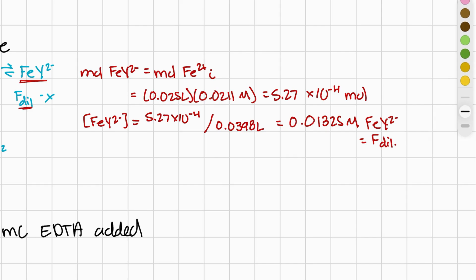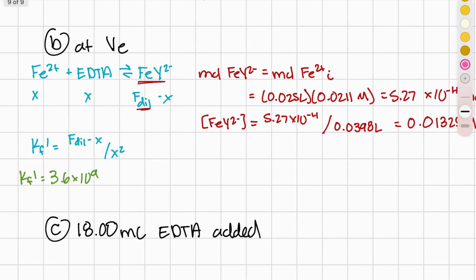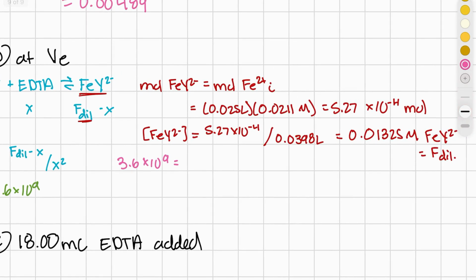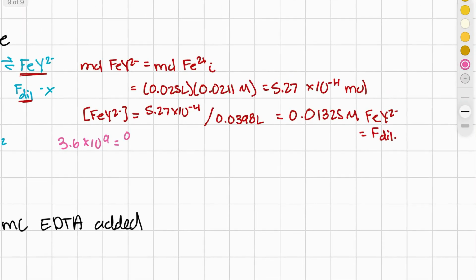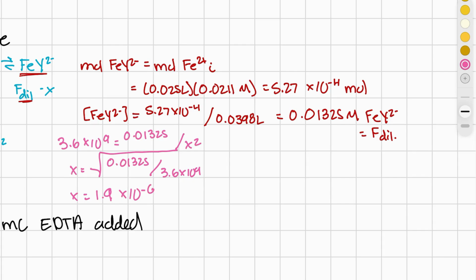So now I'm just going to plug this into that equation. So I'll say 3.6 times 10 to the 9 equals, and we can use that approximation in this case. I know it looks kind of different, but we're still able to do that. So we're going to do 0.01325 over x squared. Then x becomes the square root of 0.01325 over 3.6 times 10 to the 9, and x equals 1.9 times 10 to the negative 6.